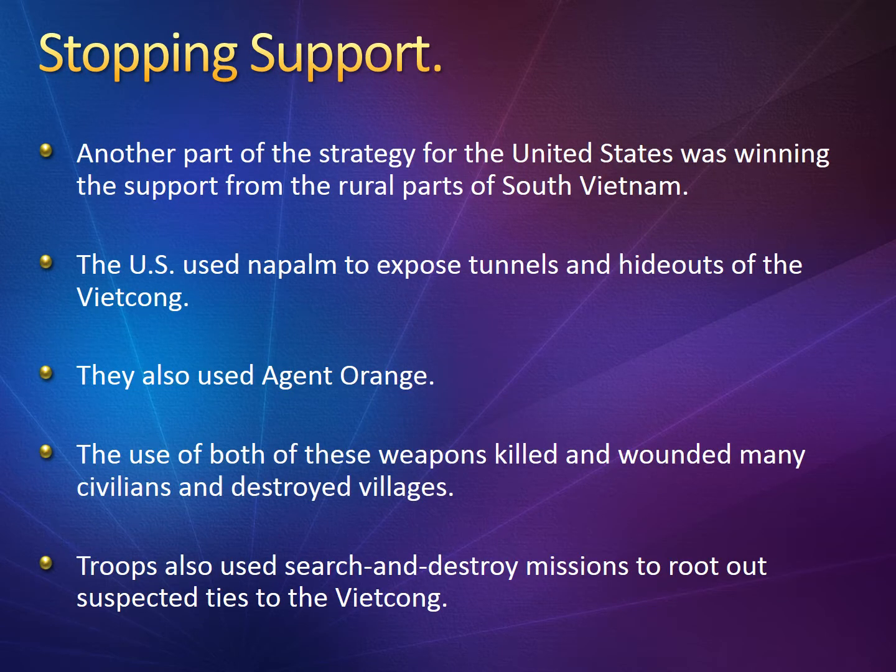So another part of the strategy for the United States was winning the support from rural parts of South Vietnam. Now, to do this, the U.S. used napalm to expose tunnels and hideouts of the Viet Cong. That's that gasoline firebomb. They also used Agent Orange, which we thought was a toxic chemical that could kill leaves and things like that. But the use of both these weapons killed and wounded many civilians and destroyed villages. Troops also used search and destroy missions to root out suspected ties of Viet Cong as well.